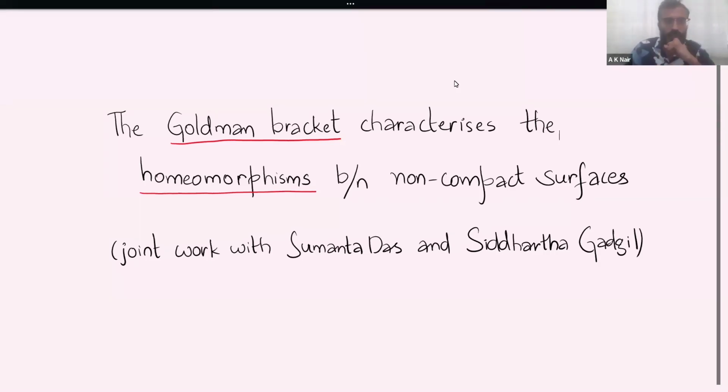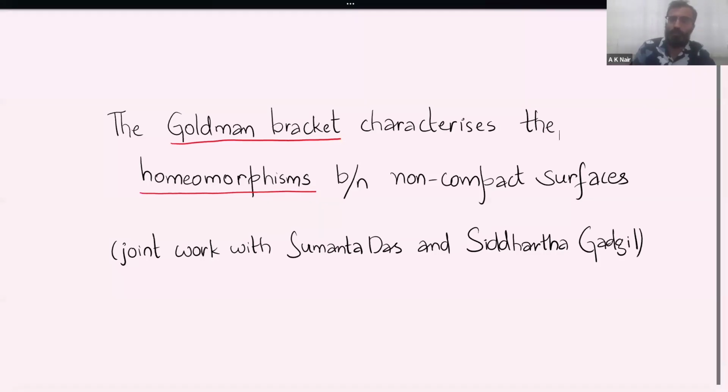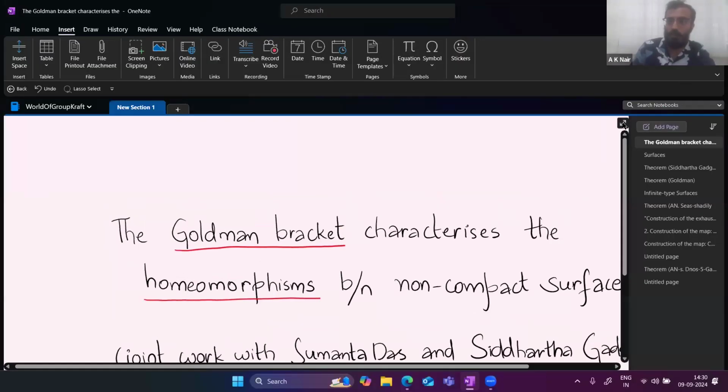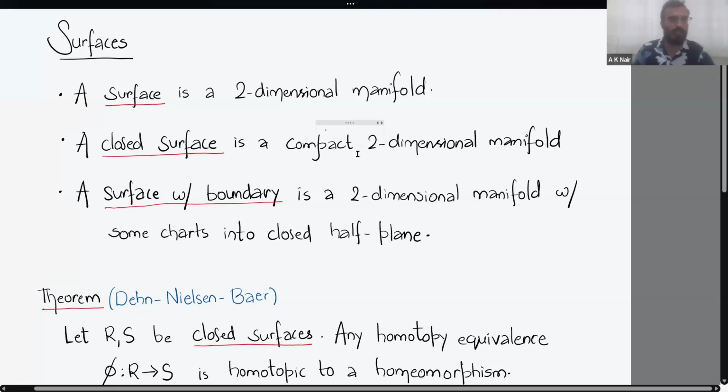The title of my talk is "The Goldman bracket characterizes the homeomorphisms between non-compact surfaces." So it's an age-old question: when is a homotopy equivalence a homeomorphism? We will be tackling that question. So let's start with basics. What is a surface?